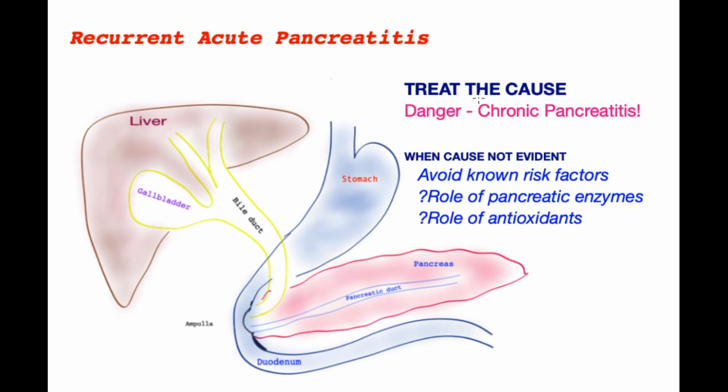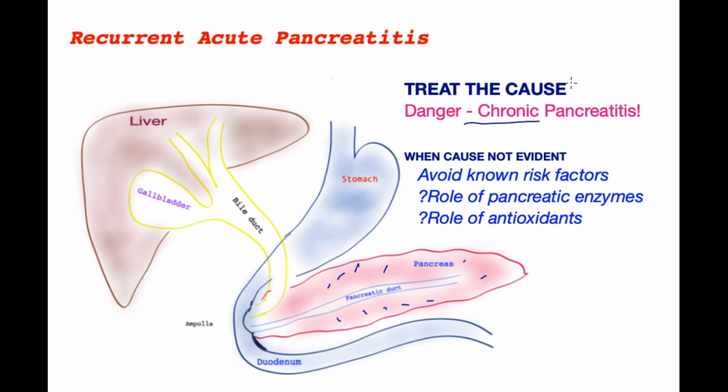So how do we treat recurrent acute pancreatitis? It is important to realize that any of these causes can set off several attacks of pancreatitis, and the danger is progression to chronic pancreatitis, where scar tissue is formed within the pancreas and increasing the risk of pancreatic failure and future complications affecting quality of life.